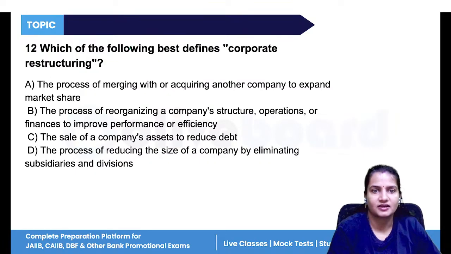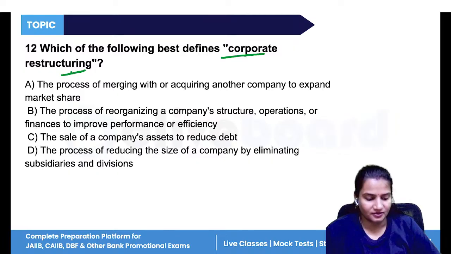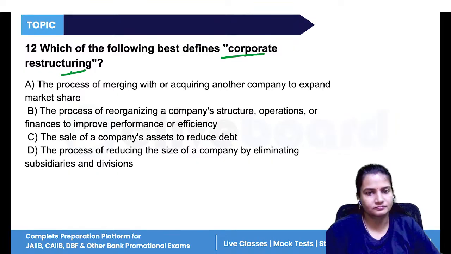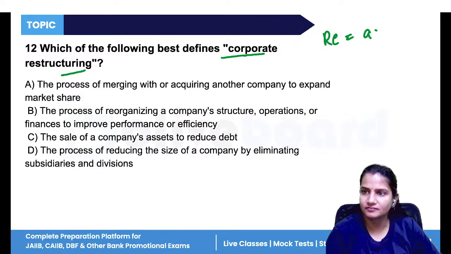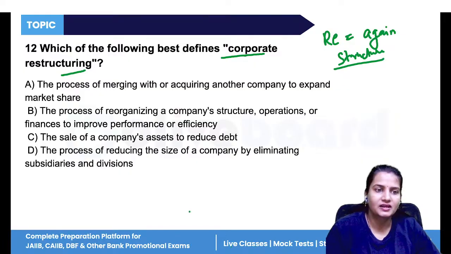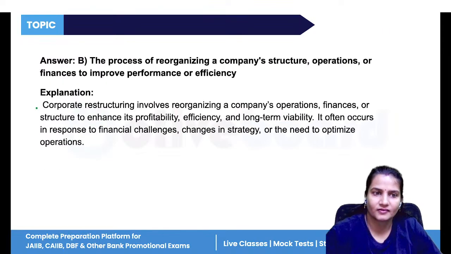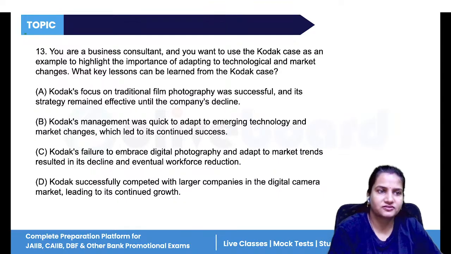Now, next. What is the meaning of corporate restructuring? Restructuring means, re means what? Re means again, and structuring means forming again the company. So it is the process of reorganizing a company's structure, its operations or finances to improve the performance or efficiency.